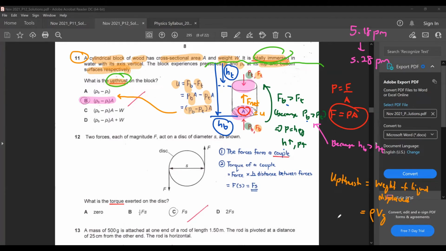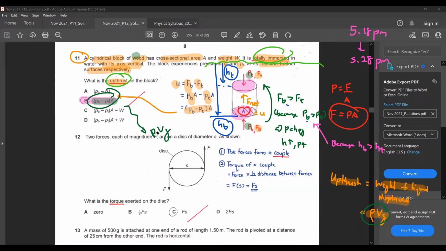When you were doing the questions relating to upthrust, we know that upthrust is always weight of liquid displaced, which is in turn equal to rho Vg, right? But somehow the equation that we have here is different from that. This one is the difference in pressure between the bottom and the top multiplied with area, but the one we've always been using is rho Vg. They're actually different forms of the same equation. It's from this equation that you eventually get rho Vg.